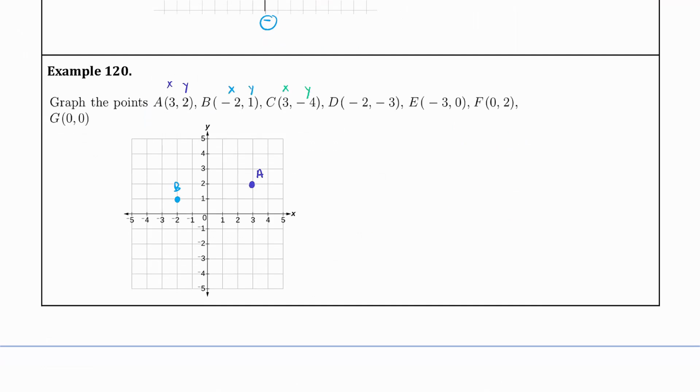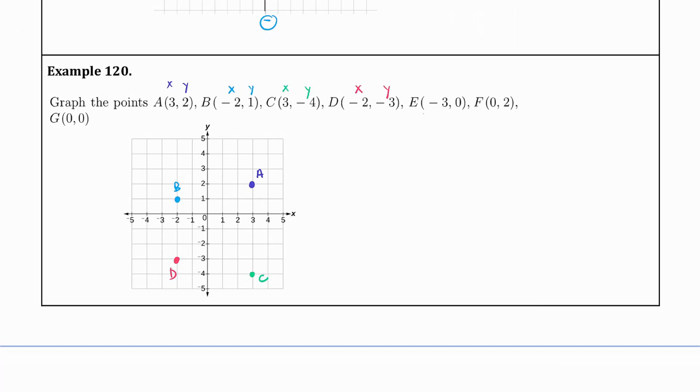For point C, our x is 3, our y is negative 4. That means we go right 3 to positive 3, down 4 to negative 4. That's point C. Point D, our x is negative 2, y is negative 3. That means we go left 2, down 3.